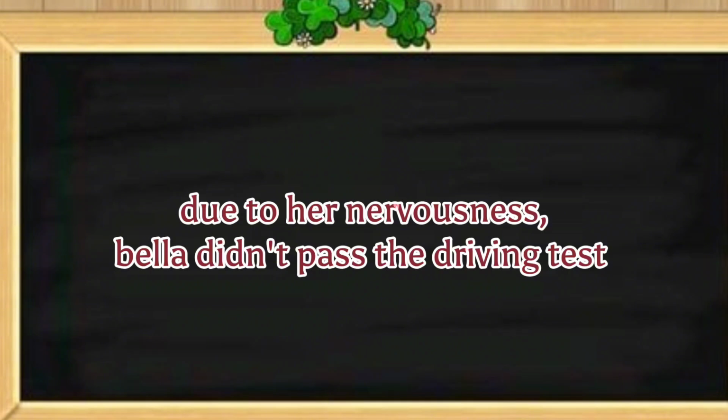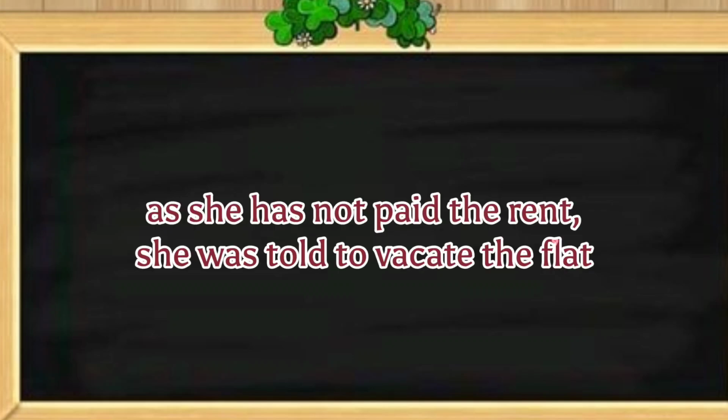Next, the example using "as." Okay, "as" is also "because." As she has not paid the rent, she was told to leave the flat. What a pity. Because she didn't pay the rent for the house, she must vacate the place. Well, after "as," we can see it is followed by a subject. The subject is "she," and the predicate is "had not paid."